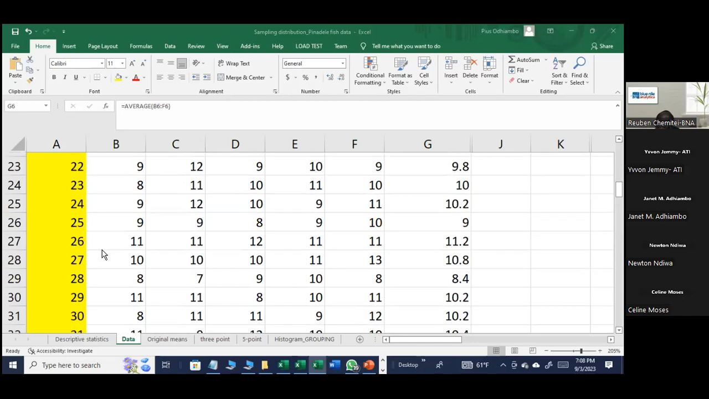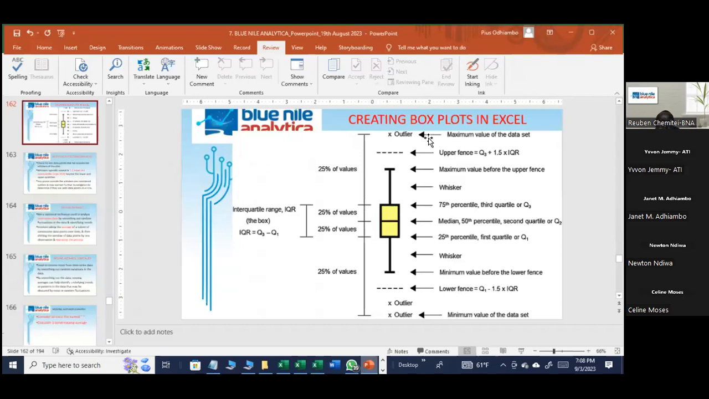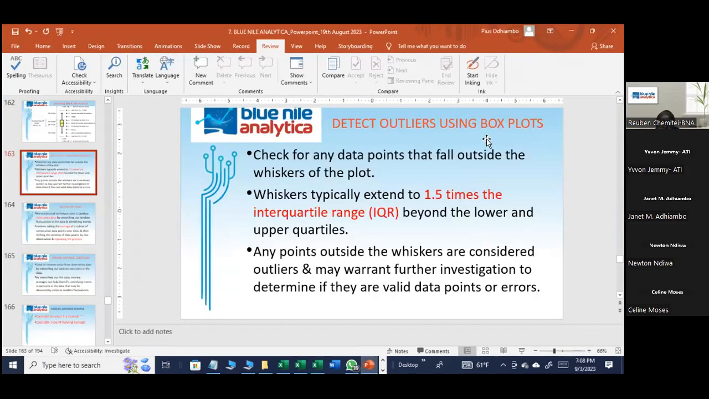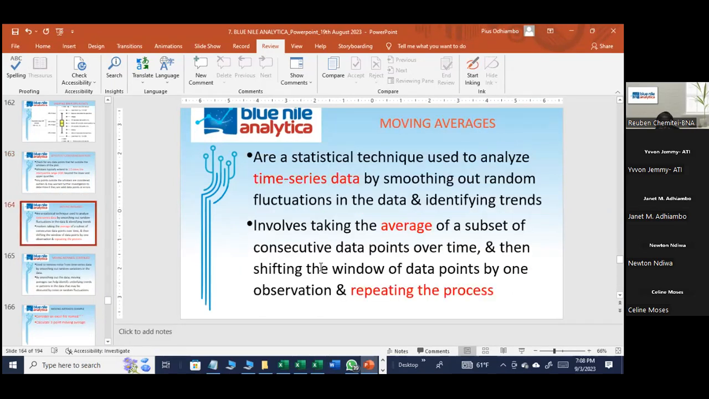Now I want to move to something else, and this is moving averages. I've talked about detecting outliers. Outliers, of course, once you look at that data, you'll be able to see which values are extreme on the lower side or extreme on the higher side. Those are outliers. Okay. Now we have moving averages.